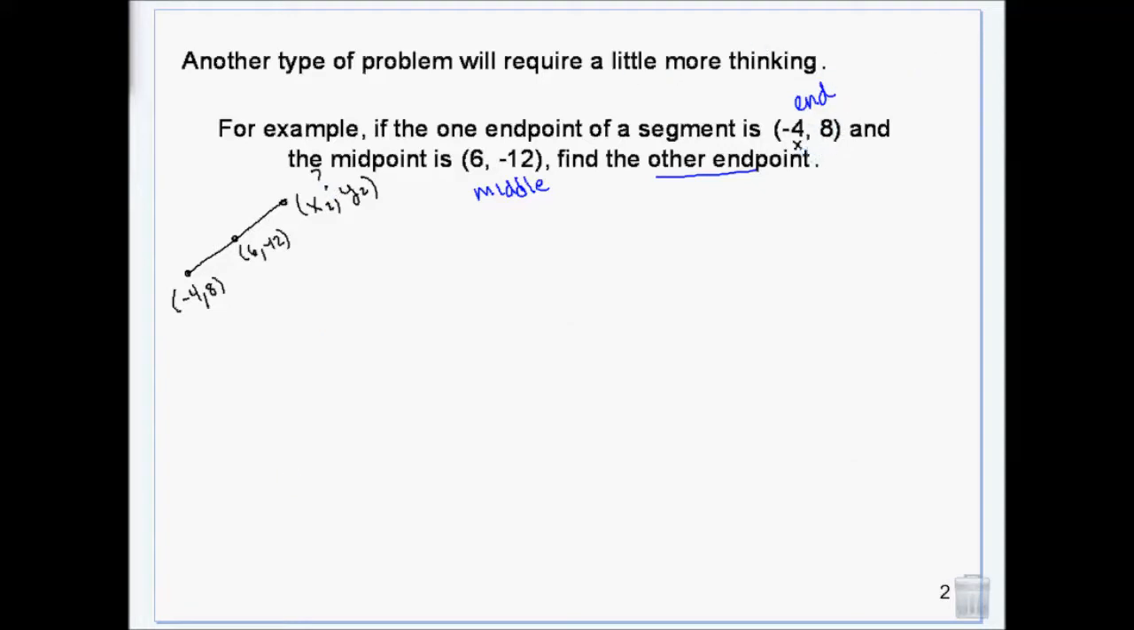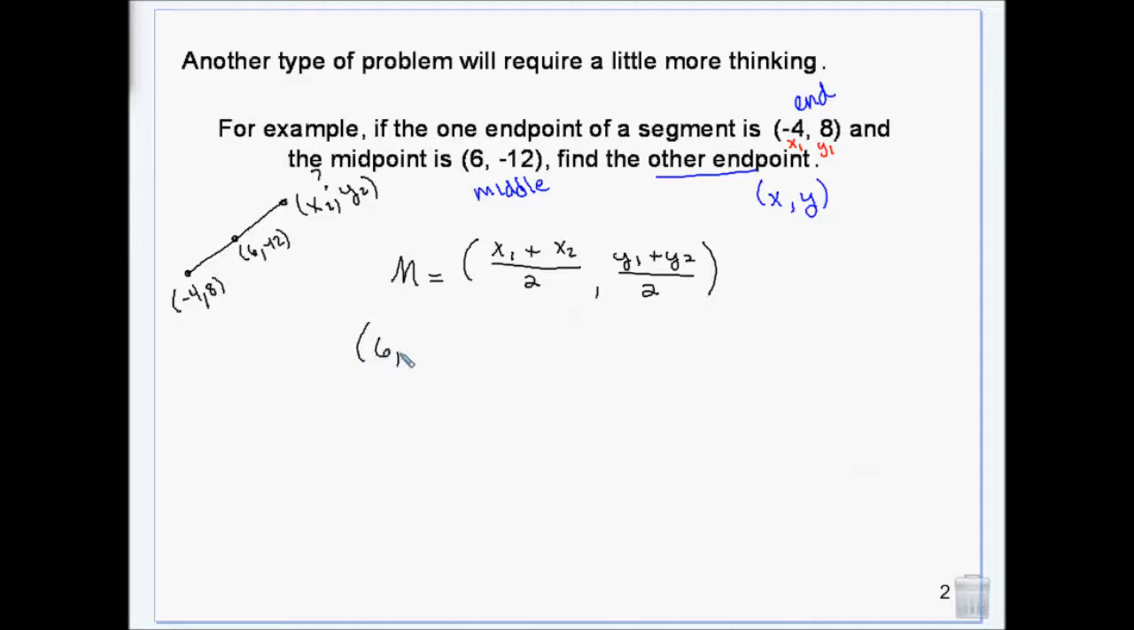So this would be x1, y1. And I can call that other end just x, y if I want to, because I don't know what they are. There's some x and some y, and then I can find them. The way I do that is I know that my midpoint is going to be x1 plus x2 divided by 2, and y1 plus y2 divided by 2.